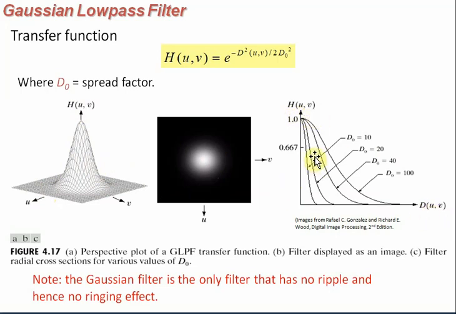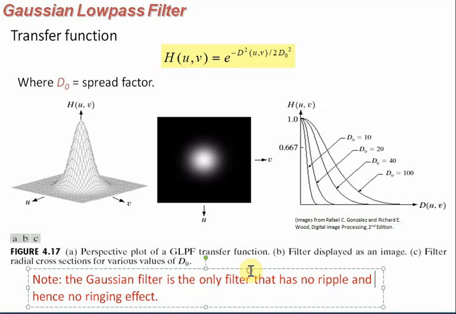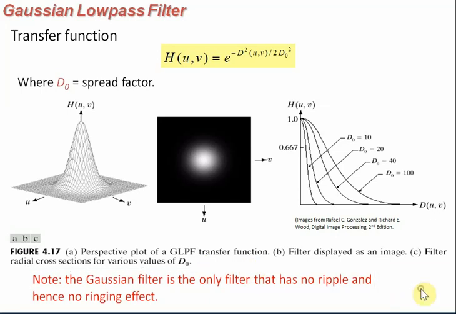So here for D naught 10, 20, 40, 100, the graph is like this, and the characteristic curves are like this. Now the Gaussian filter is the only filter that has no ripple and hence no ringing effect. Due to this nature, if I get h of x comma y from this H of u comma v, there are no ripples in the particular h of x comma y.